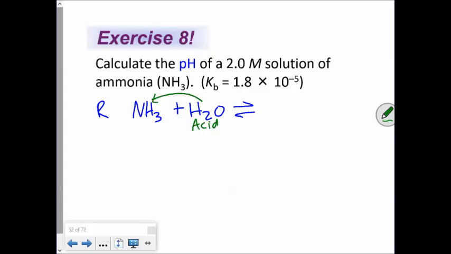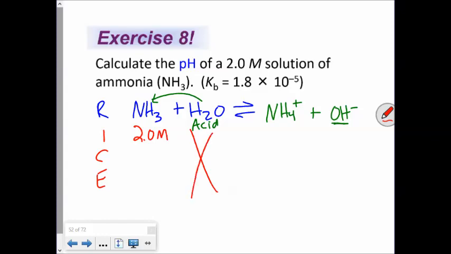So the H is going to come off the water, and we're going to attach it to the ammonia. And when we do that, we end up making ammonium. And then, of course, what's left of our water here is just a hydroxide. So we have our hydroxide, and this is why it's making a base here. It's producing that hydroxide, as you see. Now we're going to continue on. Our initial concentration is 2. The water, okay, over here, 0, 0.